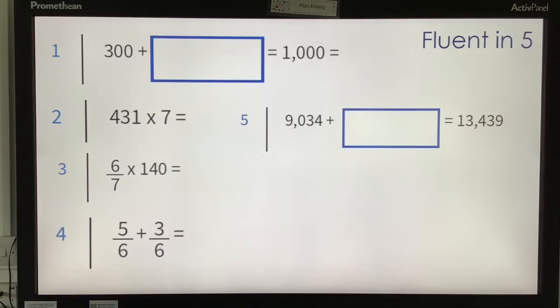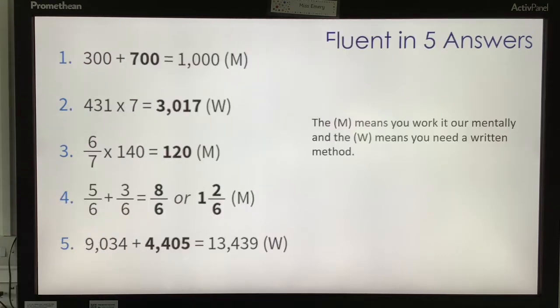First of all, I'd like to do Fluent in 5, pause the video, have a go. So if you pause the video, let's look at the answers. The missing number was 700, our multiplication total was 3017, the fraction of our amount was 120, because remember times is the same as of, so it's 6/7 of 140. Then adding our fractions together gives us 8/6 or 1 2/6. And then our missing number again was 4,405. Well done if you got that right.